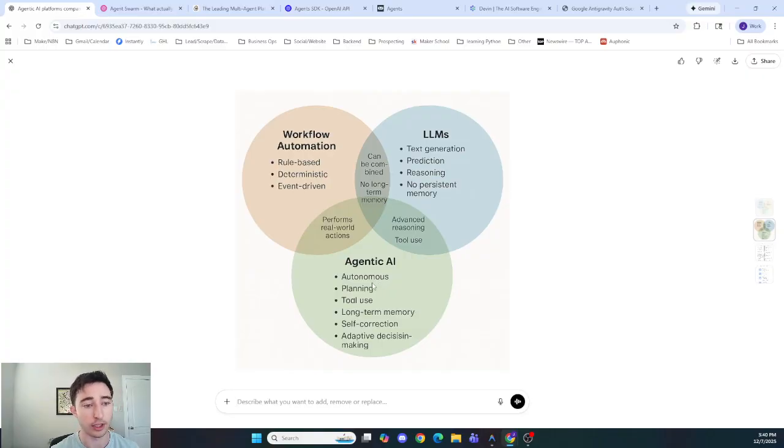Now back down to agentic AI. So the big factor here, autonomous, right? That autonomy of the agentic AI is what makes it different. And then it can do planning. Did this say toll? I used AI to make this. It wrote toll. Too funny. Tool use, long-term memory over a large sequence of events, self-correcting, adaptive decision making.